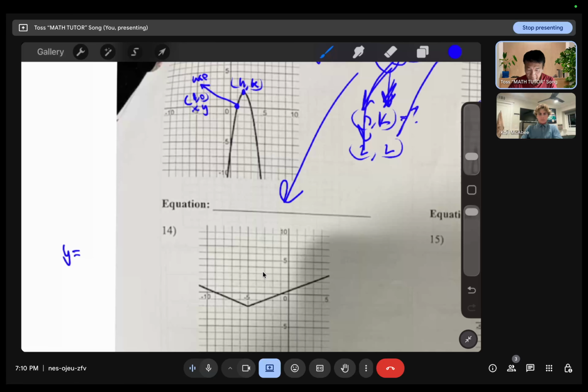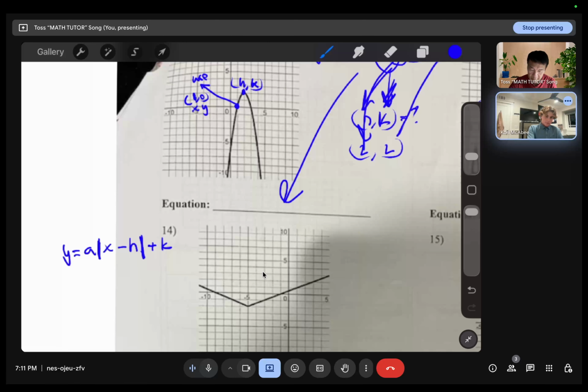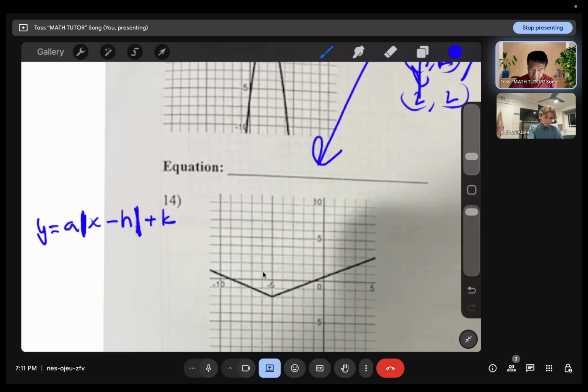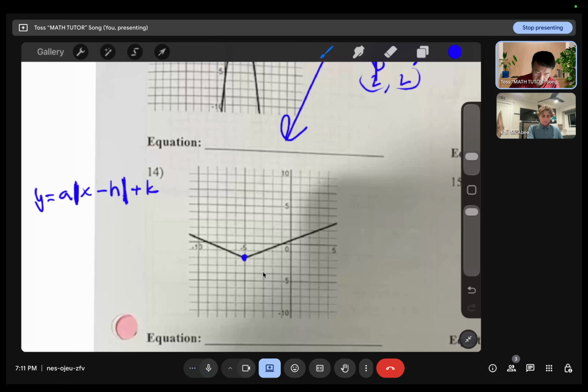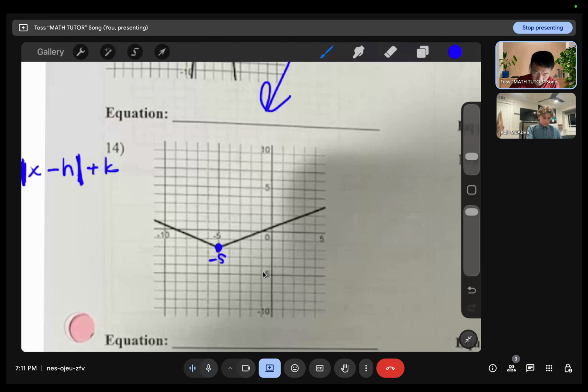This one, number 14, the form is A absolute value of x minus h plus k. Absolute value. I think you recognize that. So we're going to use this same idea. Absolute value here. All right. So this is your HK. It's -5 comma -2. Your HK.